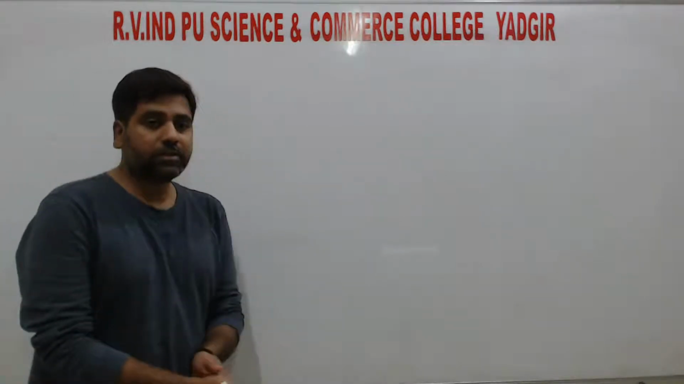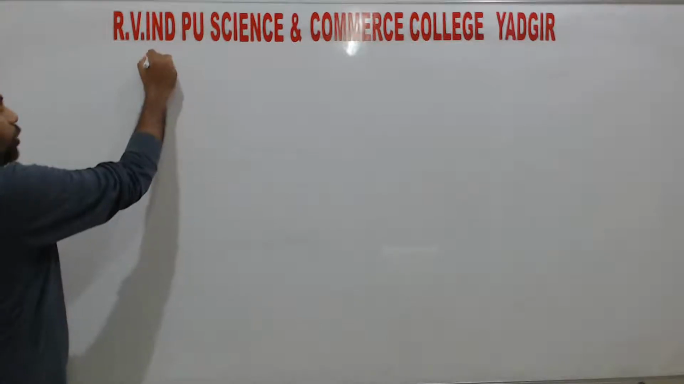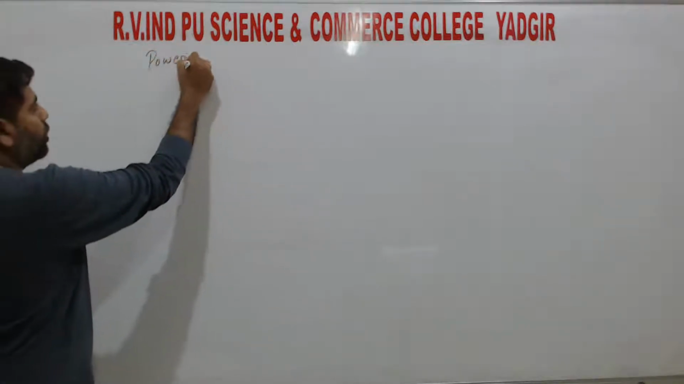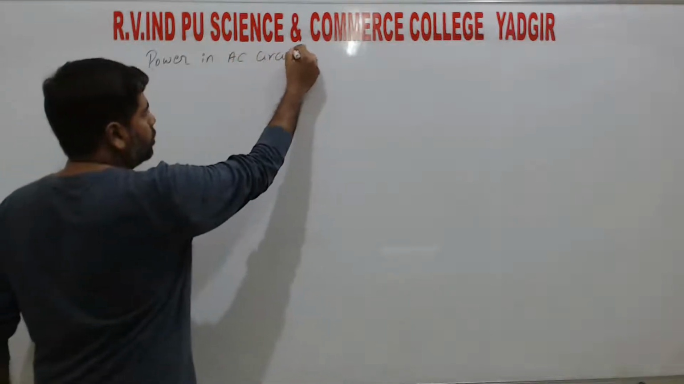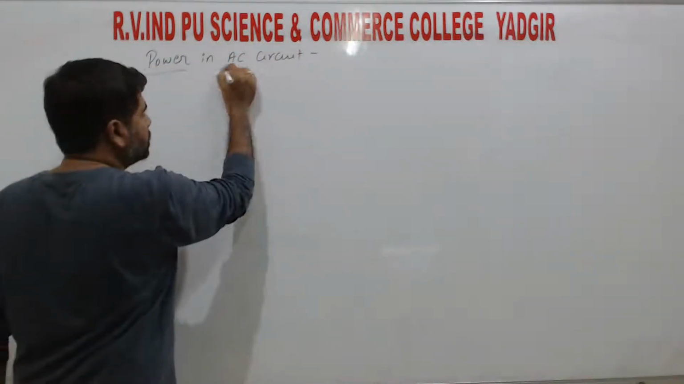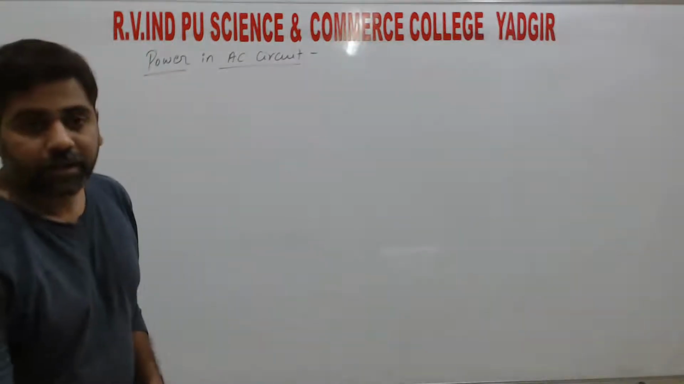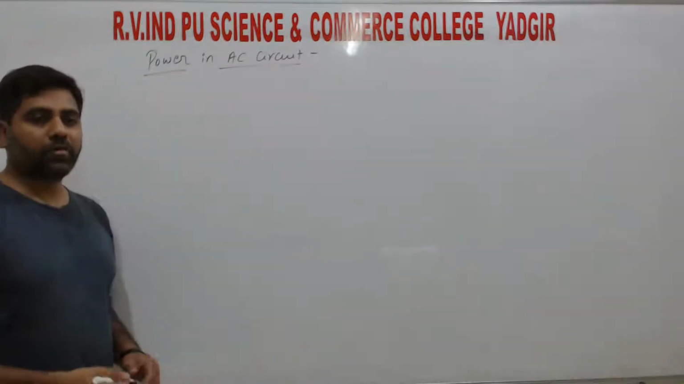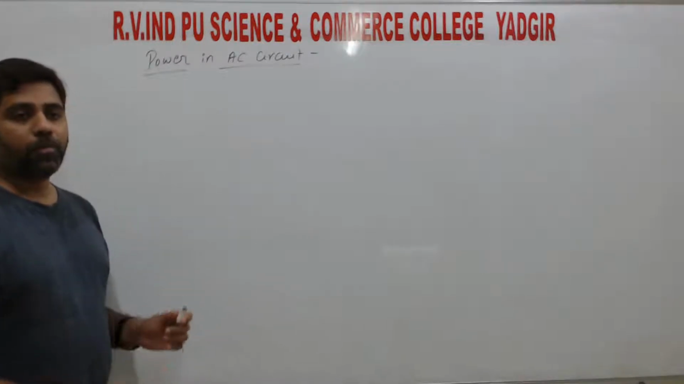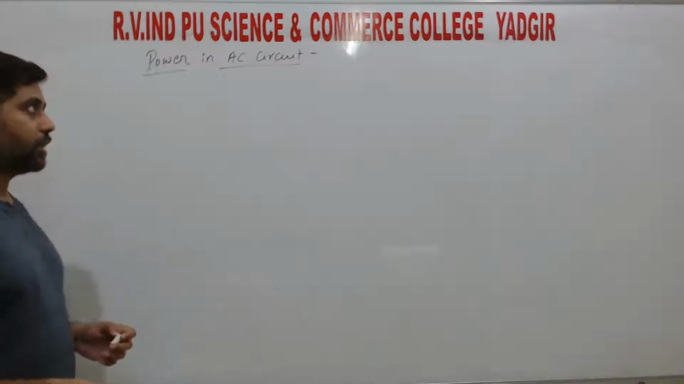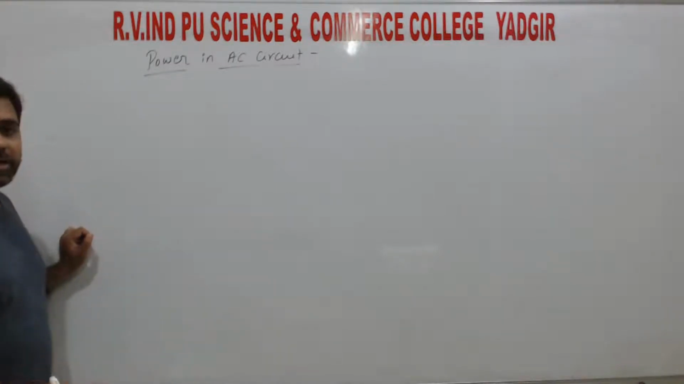Good morning, students. Today we will discuss the topic of power in an AC circuit. The AC circuit may be connected with resistance, inductance, or capacitance, anything you may connect. From this we can get the power for the total circuit, and we will discuss a few cases on this power in AC circuit.